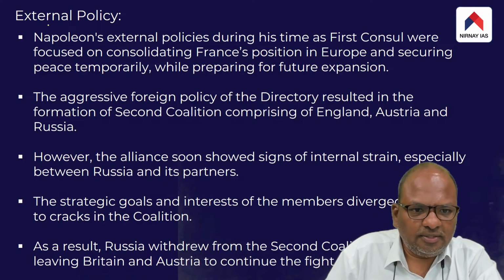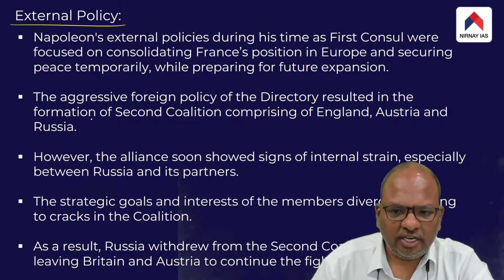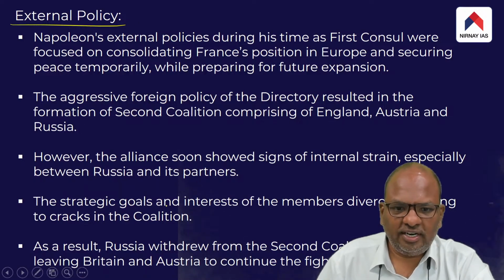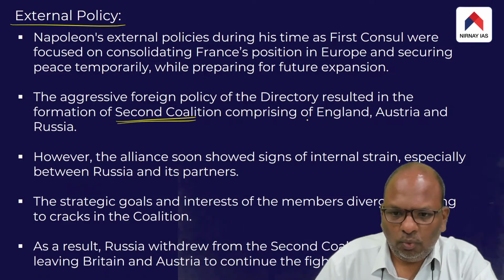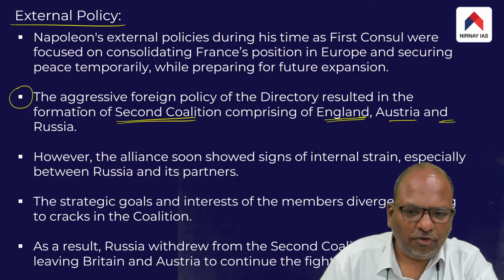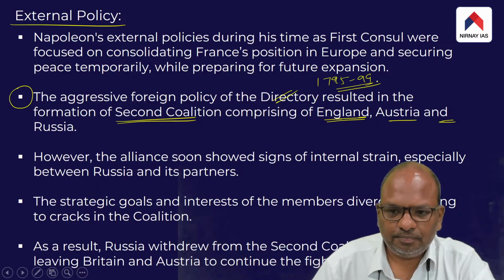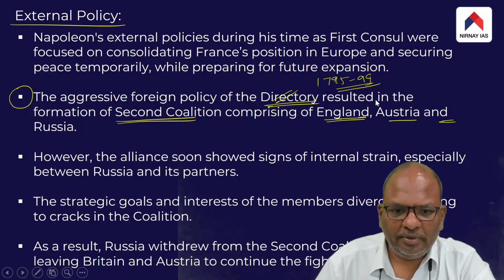So the point is, when Napoleon was appointed as the first consul, the second coalition was still intact. The aggressive policy followed by the Directory, which ruled France between 1795 and 1799, resulted in the formation of a second coalition in Europe.